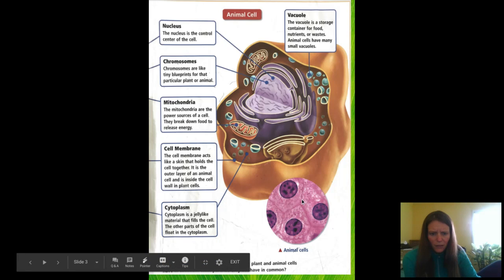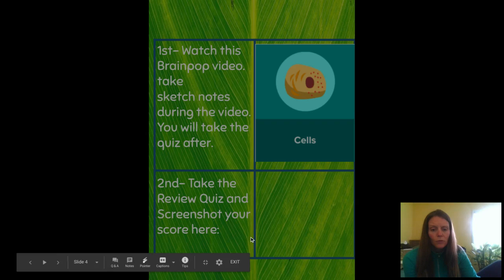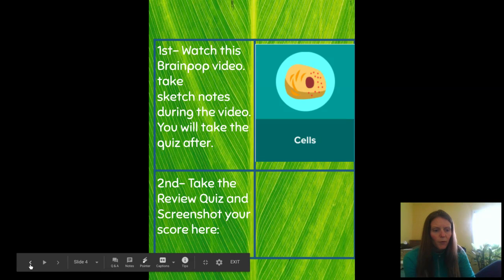And then I love these close-ups of the cells under a microscope. If you were to have maybe a skin cell of yourself, this is, again, what it would look like up close. Let's go back for a moment.